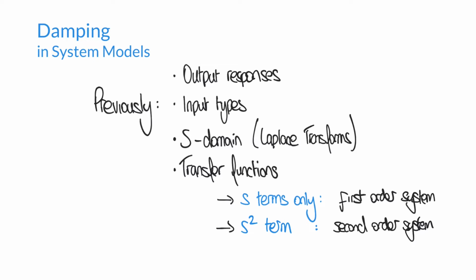But in the following sections, we're going to apply the same methods that we did for first order systems to find system responses. We're going to look at more examples, but this time for second order transfer functions. But before we move on to these, it's best to introduce ourselves to the topic of damping. So first of all, what do we mean by damping?